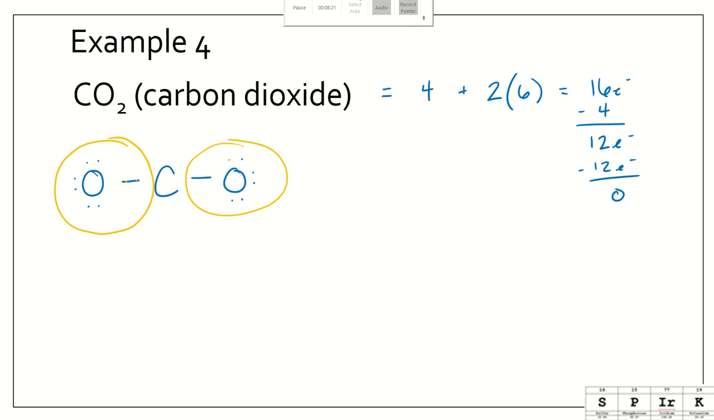1, 2 in the bond, 3, 4, 5, 6, 7, 8. It has 8 as well. That oxygen's happy. Let's check on my carbon. Carbon only has 1, 2, 3, 4. So carbon is not so happy with that. It wants to have 8.